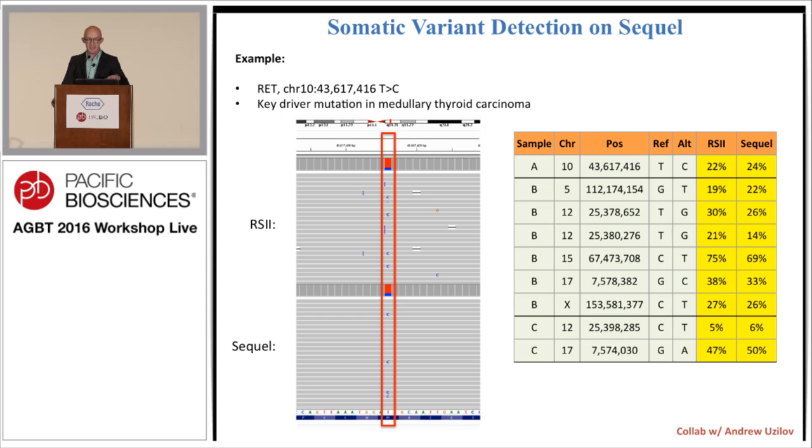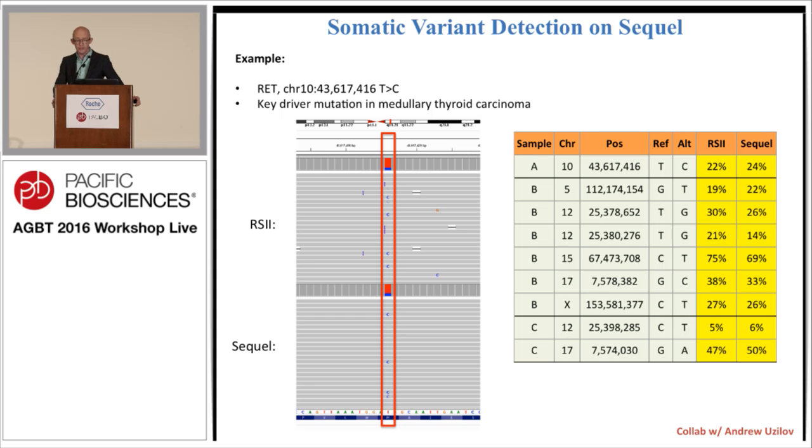And that's case A on my chart. It's just anonymized for samples A, B, and C. So in that case, you can see really great concordance between RS2 and SQL. And just to show you what the reads look like from the SQL data, there aren't really any errors that are causing any issues with the call there, which is really important in these cases because that's a key driver mutation.